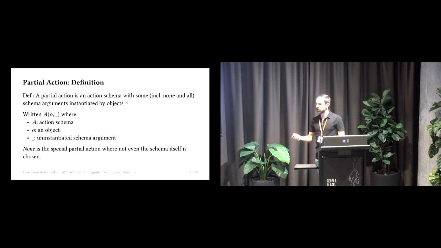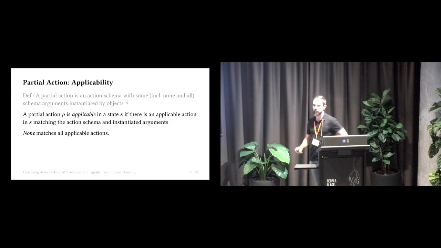We need a special token here, called unknown, just to say that I haven't made a decision yet in terms of action schemas, but also to be able to represent the singleton set. A set of just one state is going to be that state paired with unknown. I need just one more definition here: when is this partial action going to be applicable? Pretty straightforward. These partial actions represent a set of actions.